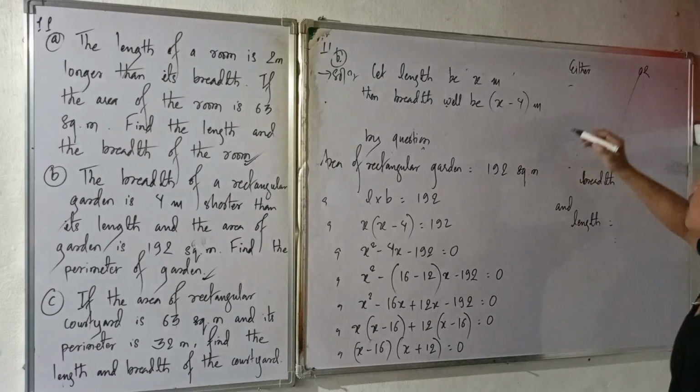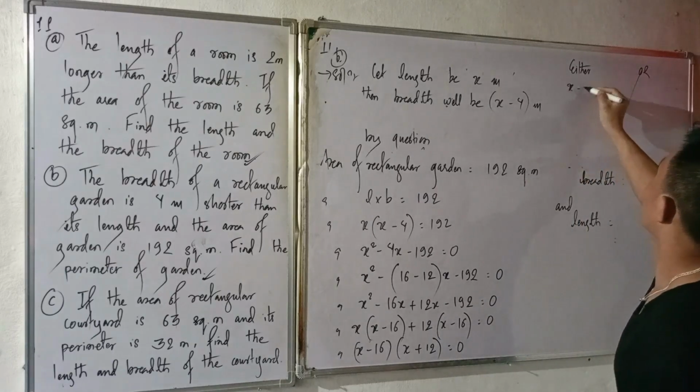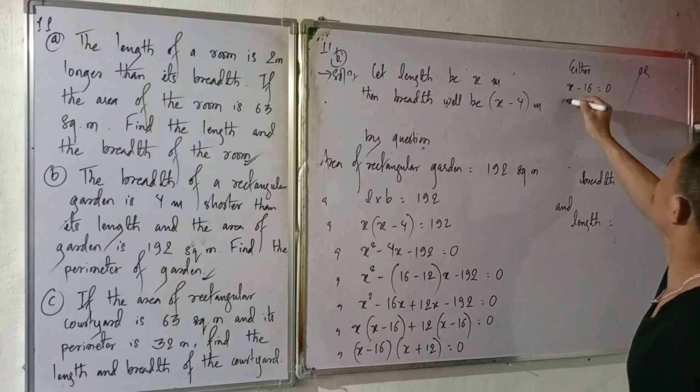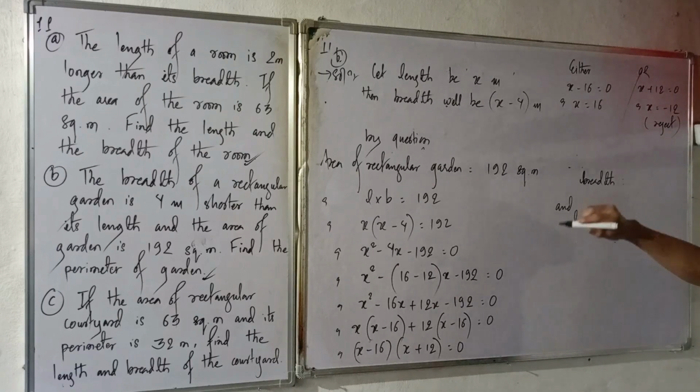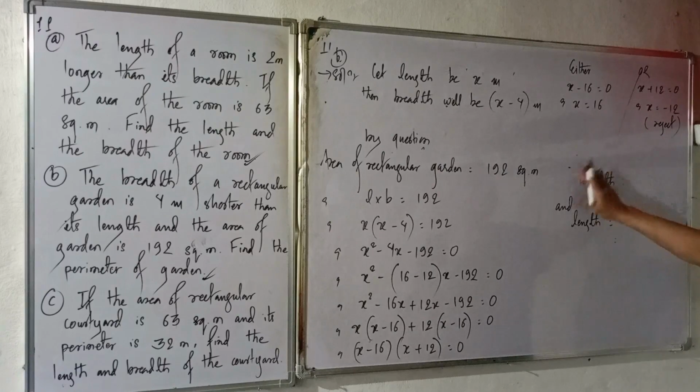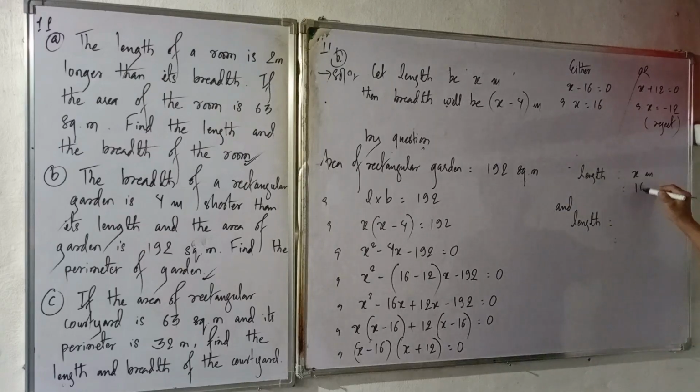Now you can do either x minus 16 equals 0, or x equals 16, or x plus 12 equals 0, or x equals minus 12. You must reject this value. The reason is the same. So therefore the length is x meter, which is 16 meter.